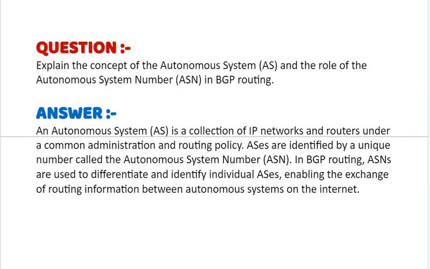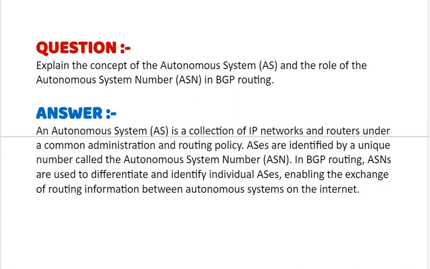Our next interview question is: explain the concept of autonomous system (AS) and the role of the autonomous system number (ASN) in BGP routing. Your answer should be: an autonomous system (AS) is a collection of IP networks and routers under a common administrative and routing policy.